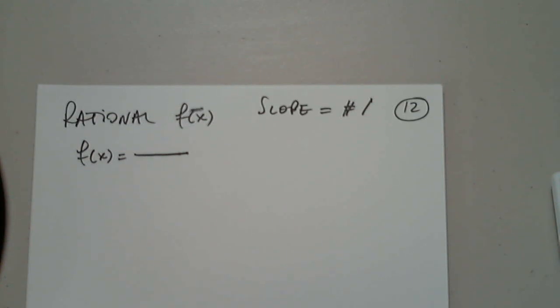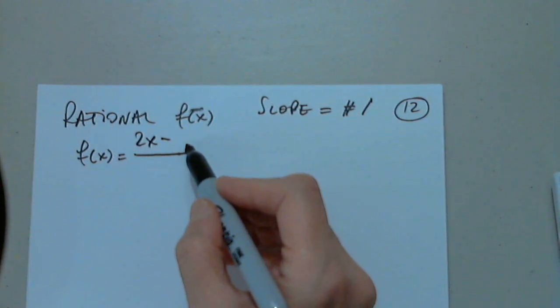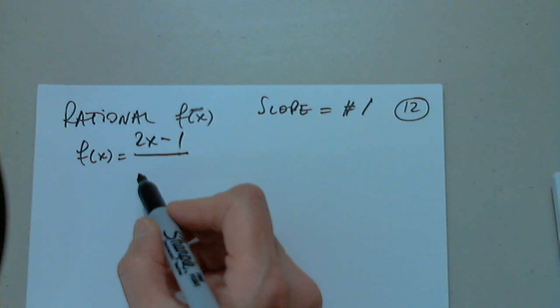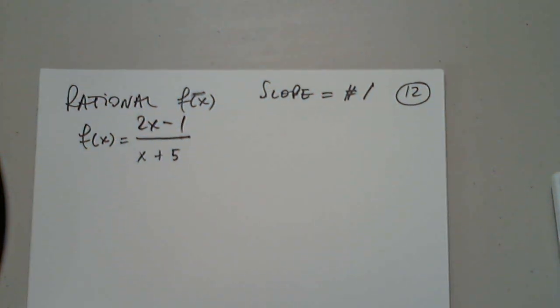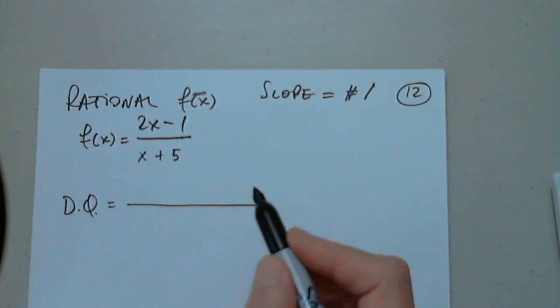Fraction. 2x minus... 2x squared minus 1 over x plus 5. Excellent. This is a rational function. So we want to determine the difference quotient and simplify it.